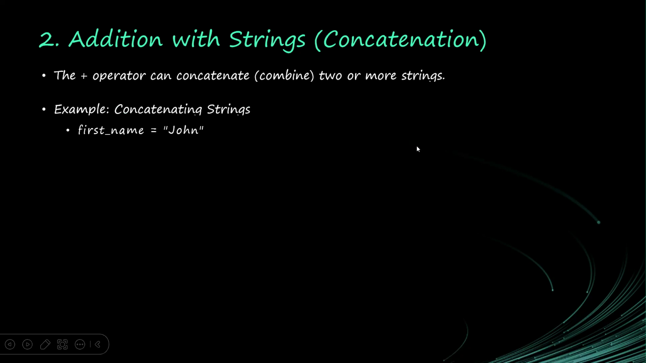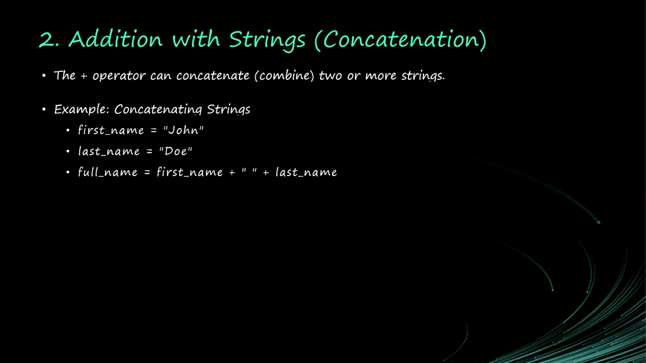I have first name and last name. If I want to join these two to become a full name, we can do something like this. The first name, which is a string, a variable containing John as a value, plus, because I want a space between the two, I'll add a space, then plus last name. When we print this, we are going to get John Doe.